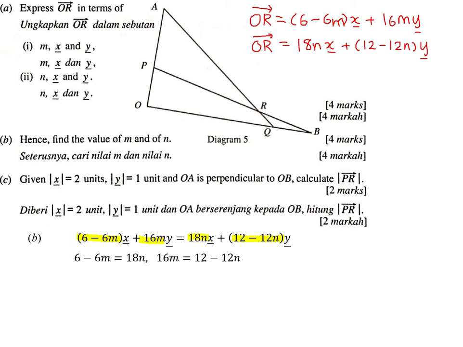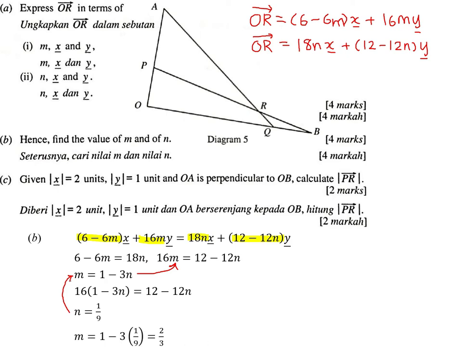From the first equation here, we can simplify it and then we can get m equals 1 minus 3n. How did I get it? I move the 6 to the other side first, then everything divided by negative 6. Then substitute the m inside here and get 16 multiplied by (1 minus 3n) equals 12 minus 12n. Now I can solve for my n. My n will be 1 over 9. Substitute it back to the equation with the subject m here, and I will get m equals 2 over 3.